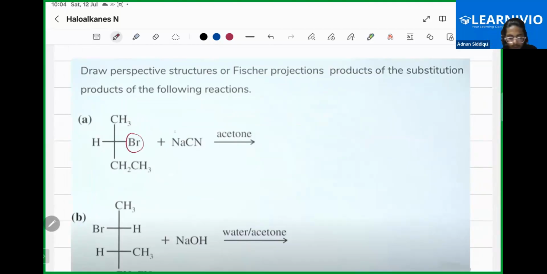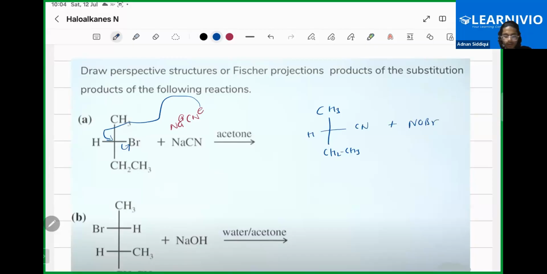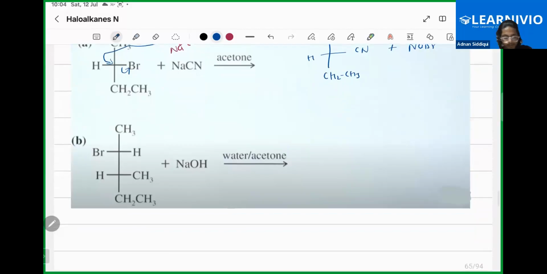This bromine, right? If you are dissolving it in a solution and converting into ion, then it will convert like this. And this CN negative will act as a nucleophile and it will attack and remove this. So your product is going to be CN and H like this, and NaBr will be removed. In this one again, this OH will attack and Br will be removed. Simple as that, right?